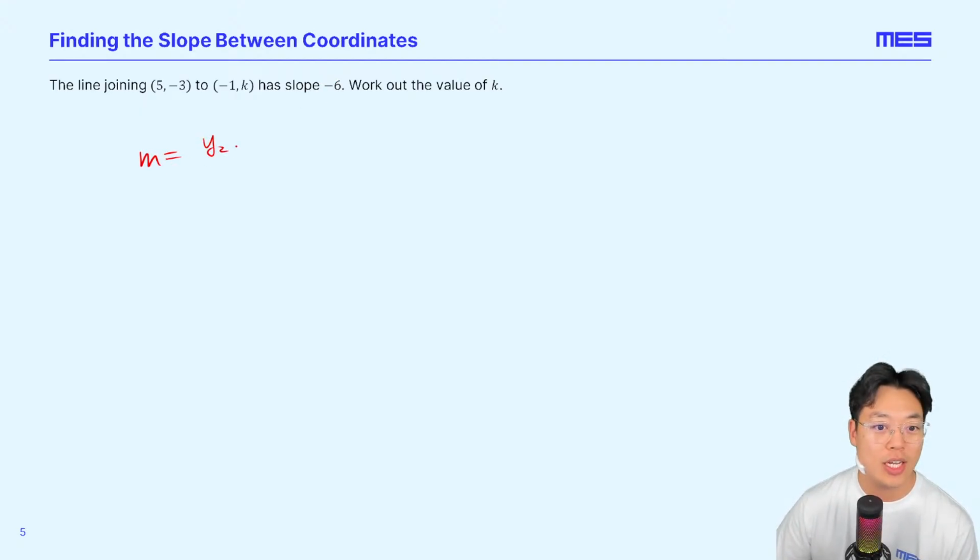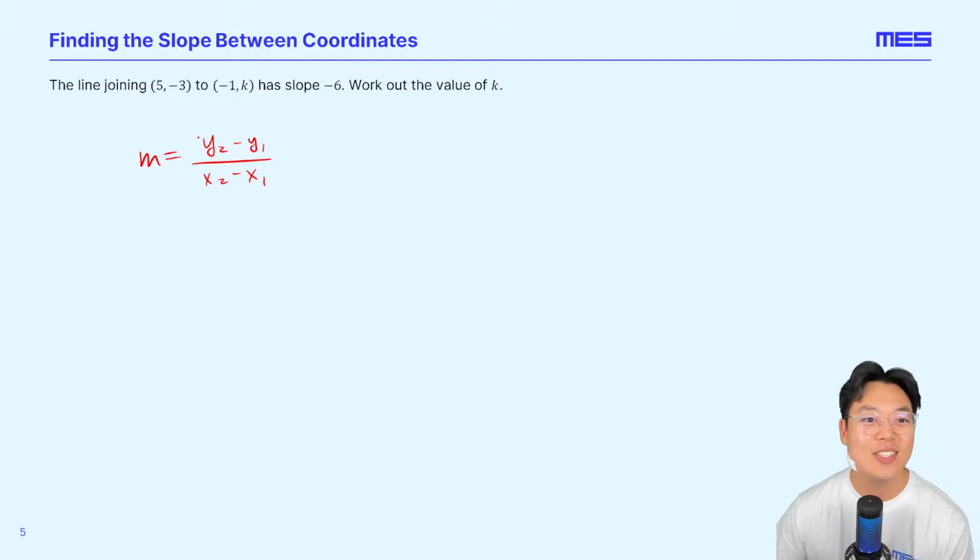Finding the slope between coordinates when we do not know one of those coordinates. For this example, k. We don't know what k is. But we do know that the slope is negative 6. So the slope is, again, the change in y over the change in x. So here we have x sub 1 and y sub 1 again, x sub 2, y sub 2, but this time we're also given the slope is negative 6.